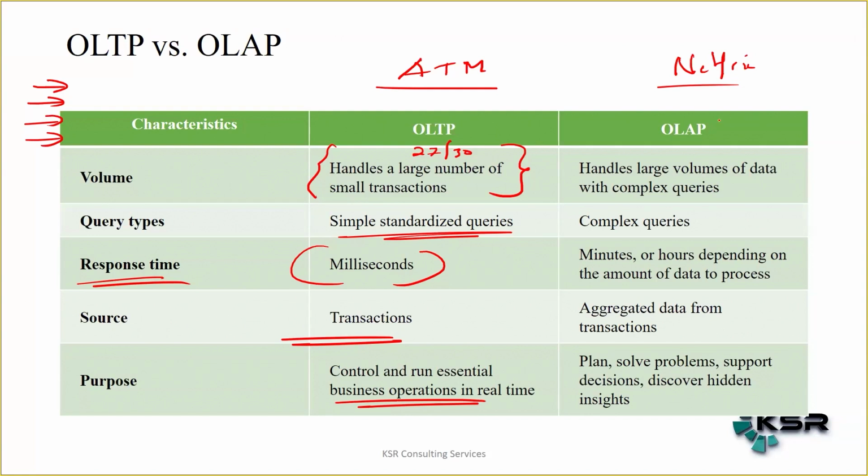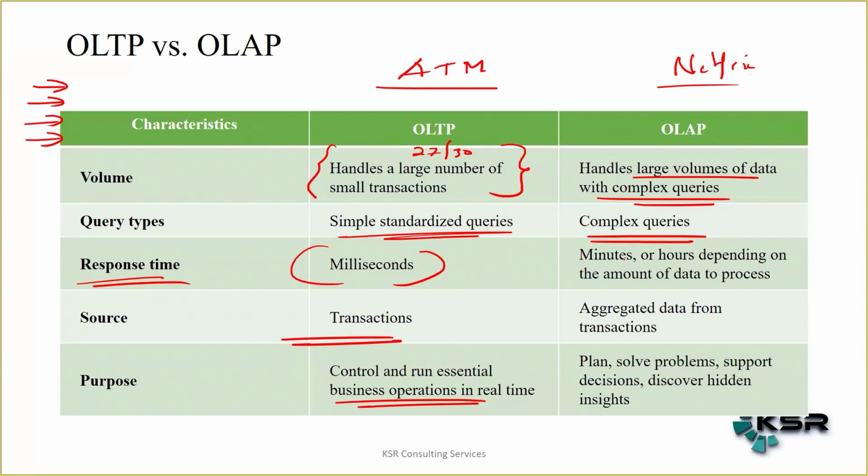Now let's talk about Netflix. They handle a large volume of complex queries. Why is it complex? Because for every single person, I need to figure out how many times he has logged in, what product he is adding to the cart, what movies he is watching, what type of genres he is watching, or what type of products he is buying on Amazon, how many times he is adding to the cart, how many times he is removing from the cart. Every single transaction I need to analyze. That is why it is complex, right?